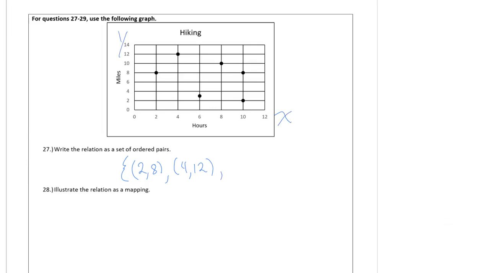Then I have 6, and it's between 2 and 4, so it'd be 3. So 6, 3. I have 8 and 10, so 8, 10. Then it looks like I have 10, 2. And lastly, I have another point up here, so 10, 8.